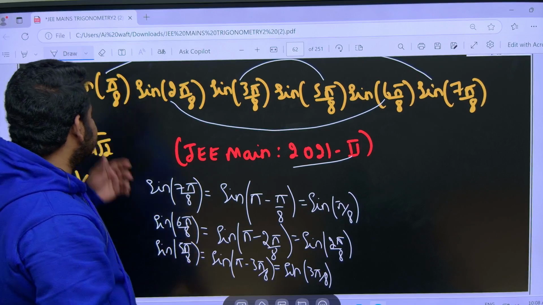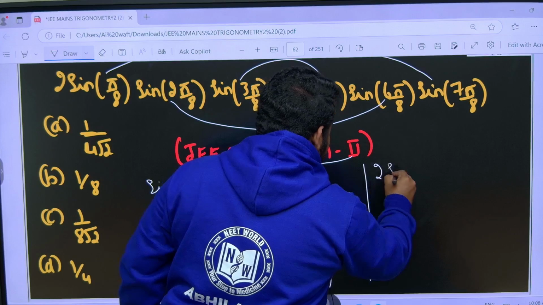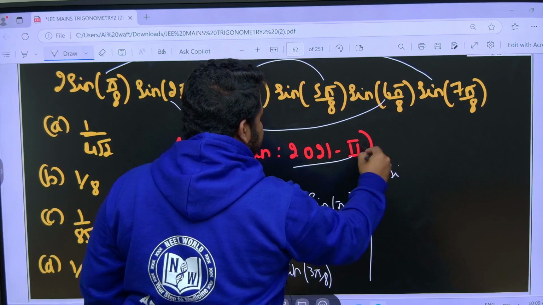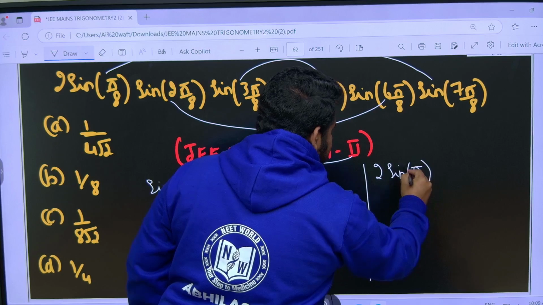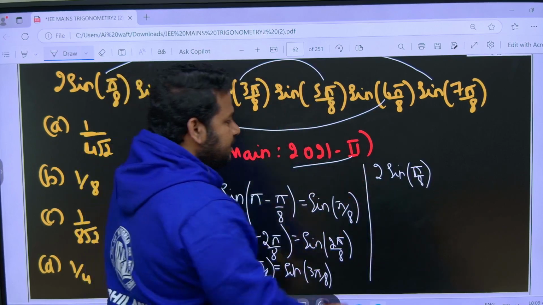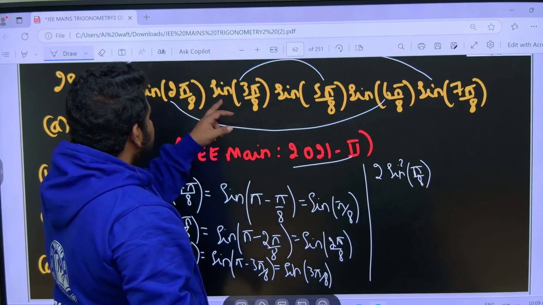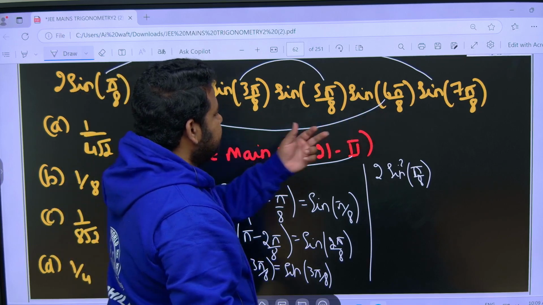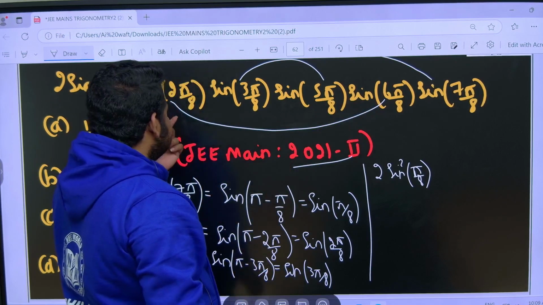So if I apply this here, what will I get? Here it will be sin pi by 8, and here also sin pi by 8. So sin pi by 8 into sin pi by 8 will be sin square pi by 8. What about this one? Sin 2 pi by 8 and sin 6 pi by 8. If I pair them, this will also be sin 2 pi by 8. So this will be sin square 2 pi by 8.